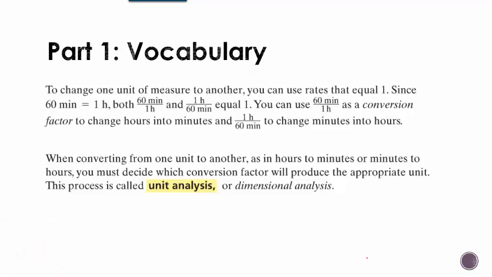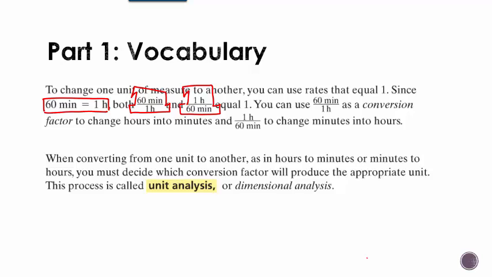Since 60 minutes and 1 hour are exactly the same amount of time, we can write them as a ratio or as a fraction, and this fraction is really just a big giant number 1. 60 minutes divided by 1 hour is 1. We can also flip this around, and 1 hour divided by 60 minutes is also just a big giant 1. And we're going to be using stuff like this as a conversion factor to change hours into minutes and minutes into hours.